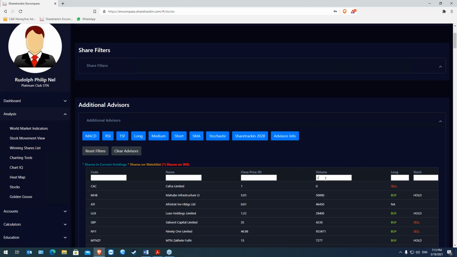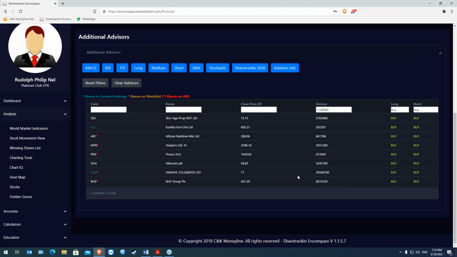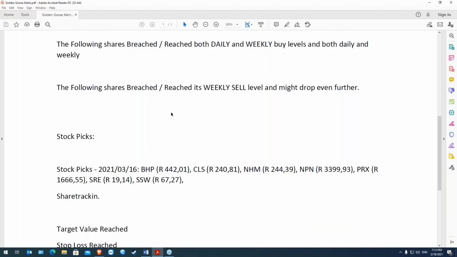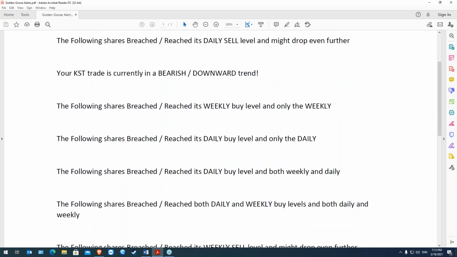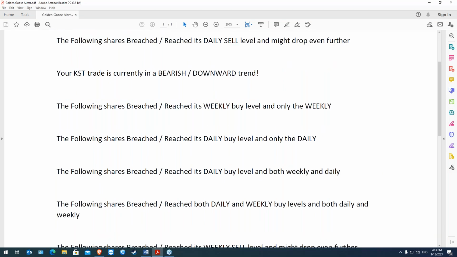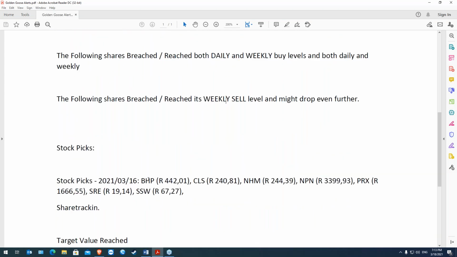Also with a volume obviously greater than 100,000. Then we'll look at: is the long a buy, and is the stochastic a buy, and then it will send that list to you. So that would have been the list that you would have gotten. That's how it calculates the stock pick for you, but you still need to go and do analysis on those shares. Most of the analysis has already been done for you on the Golden Goose SMS notifications, but with this you still need to go and do some analysis.